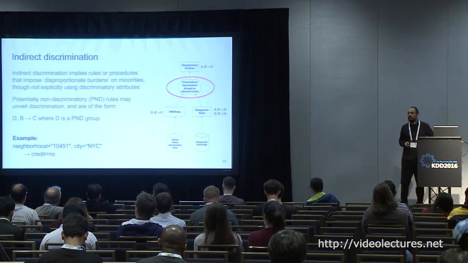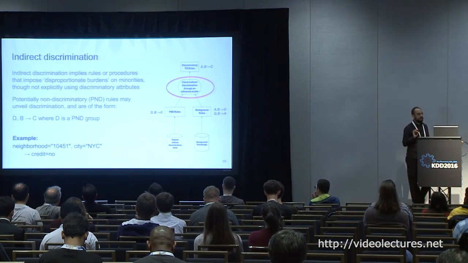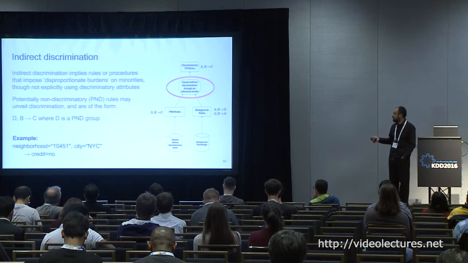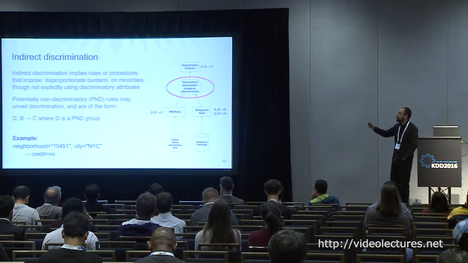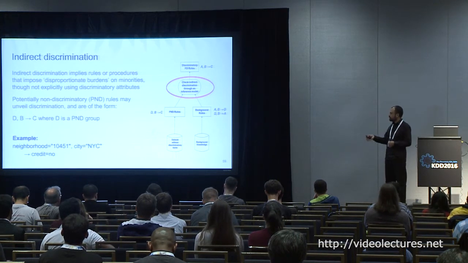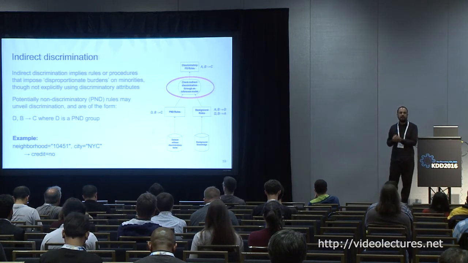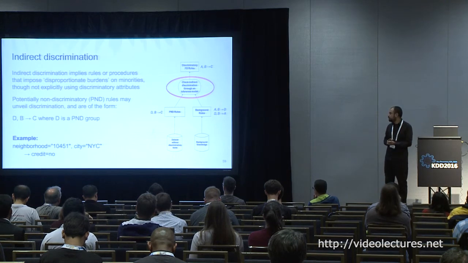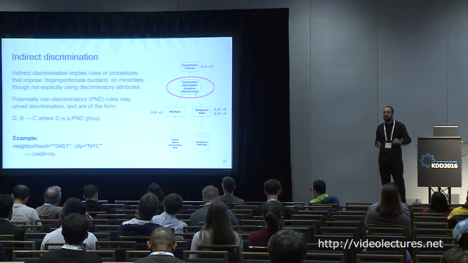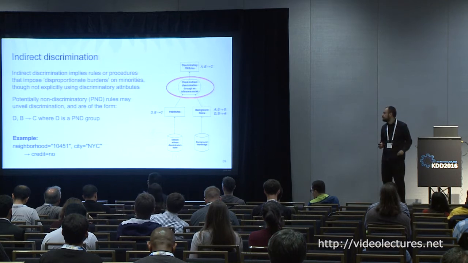Now, it gets more complicated when you enter this area of indirect discrimination, because now you don't have the gender in the rule, for instance. You don't have a rule as obvious as saying if you're female, then you don't get the credit, right? You have other attributes. For instance, if your zip code is 10451 and you live in New York City, then you don't get a credit. You find this rule by mining your data set of decisions, so the people who didn't get a credit are very easy to explain by this rule.